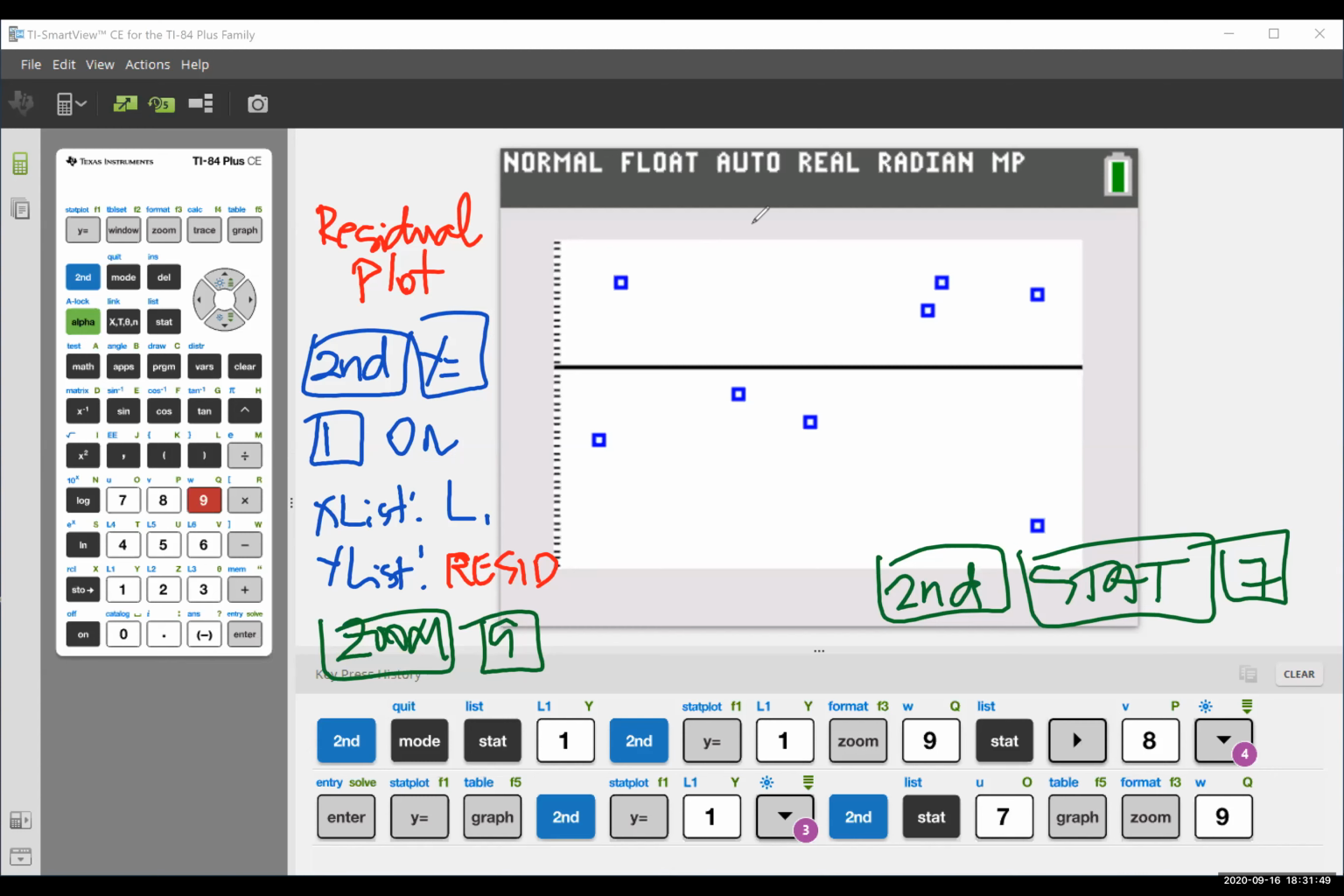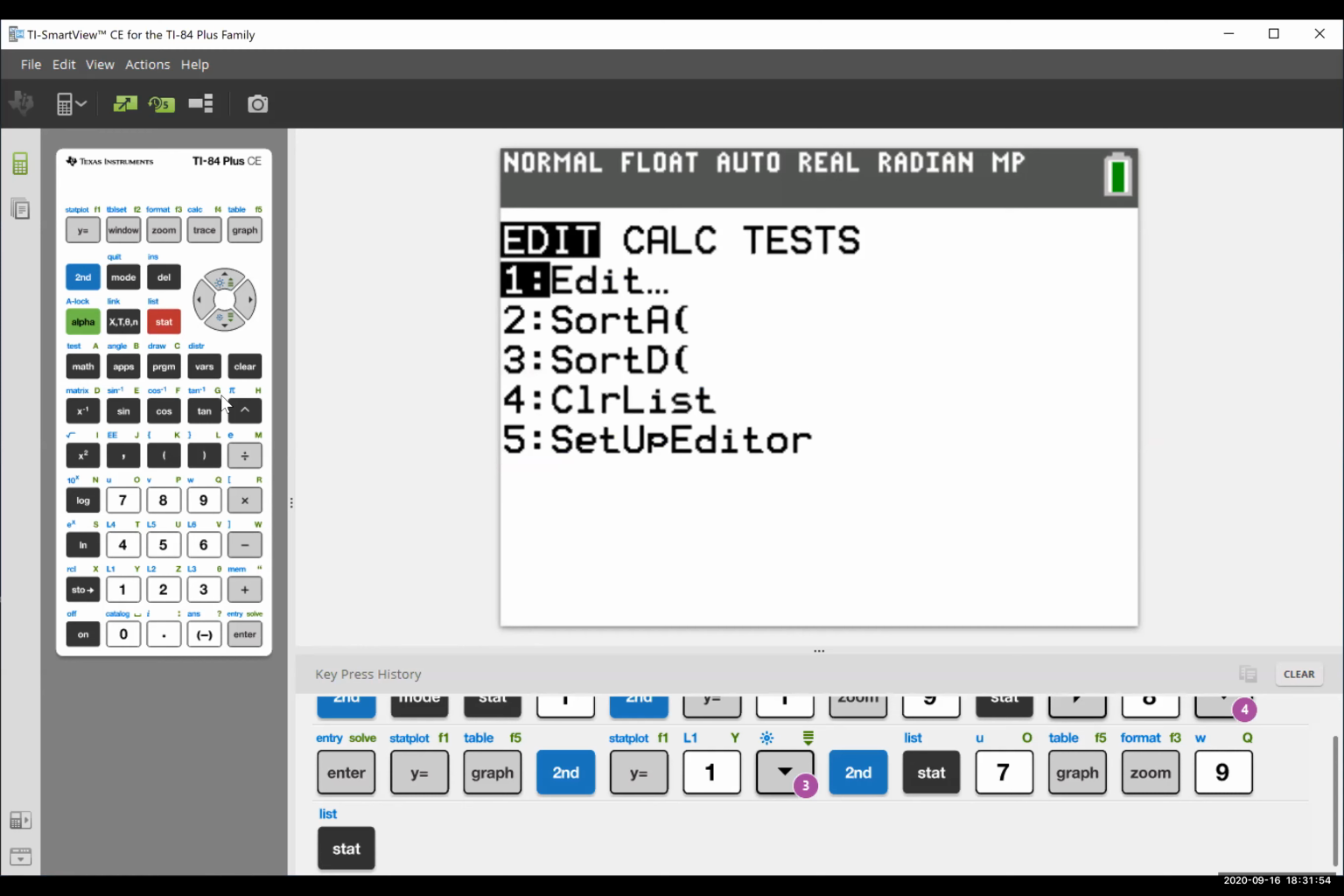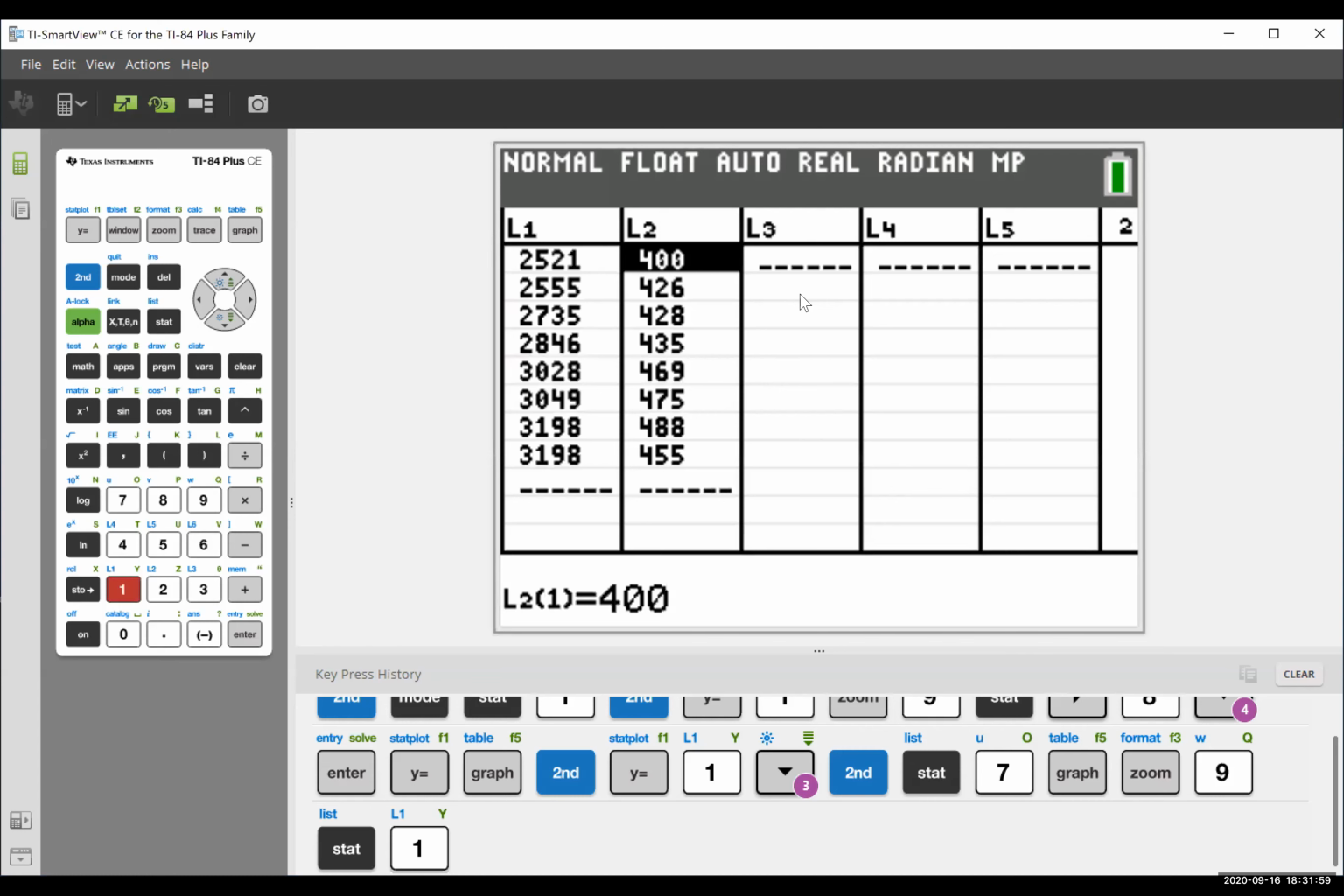Can I erase this now? Yeah. You're gonna need to go back to stat 1, to your table of values here. And so remember, this is your X and this is Y. This should be your Y hat, and this should be your residuals.